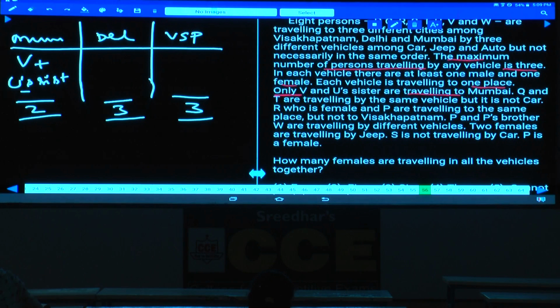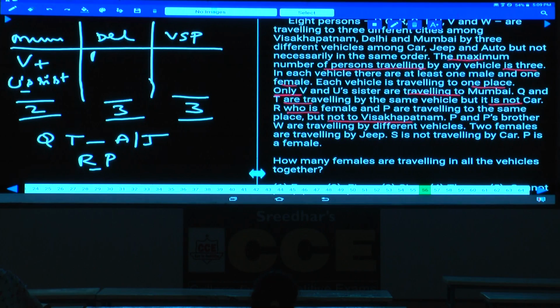Next one, Q and T are traveling by the same vehicle, but not by car. Not by car means either auto or jeep. Q and T are traveling by either auto or jeep, but not by car. R, who is a female, and P are traveling to the same place, but not to Visakhapatnam. Not to Visakhapatnam means R and P must travel to Delhi only. Why? Because they cannot travel to Mumbai, as Mumbai has only 2 persons.